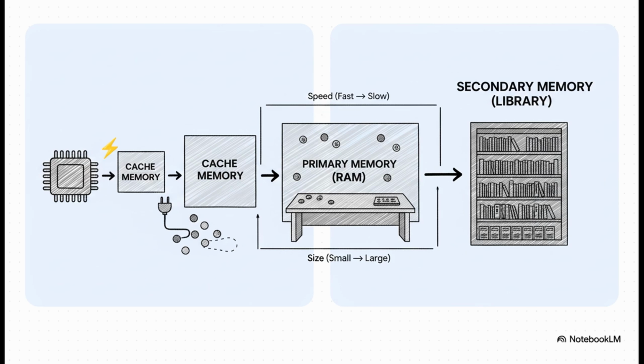Then you've got secondary memory, like your hard drive. That's more like a library. It takes a little longer to find what you need, but everything is stored there safely for the long haul. Oh, and there's one more thing. Sitting right next to the CPU is this super fast memory called cache. It's for the stuff the CPU needs like all the time.